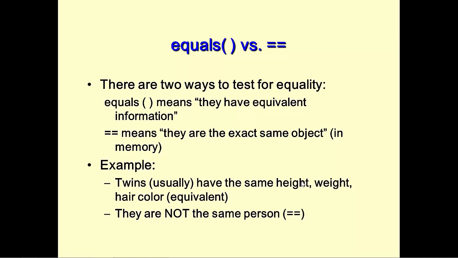Another thing that we can override is the equals method. Again, you've inherited that from a class called Object, whether you like it or not. But there's two ways that we can test for equality. When we use the equals method, it means that they have equivalent information in them. When we use the double equals sign, we're actually testing to see if they are the exact same object in terms of memory. An example in everyday life is, imagine that you have some twins, and twins usually look the same. They have the same height, weight, hair color, and everything else. They may even speak the same. So realize that they are not the same person, though. They are two separate people that have equivalent characteristics.